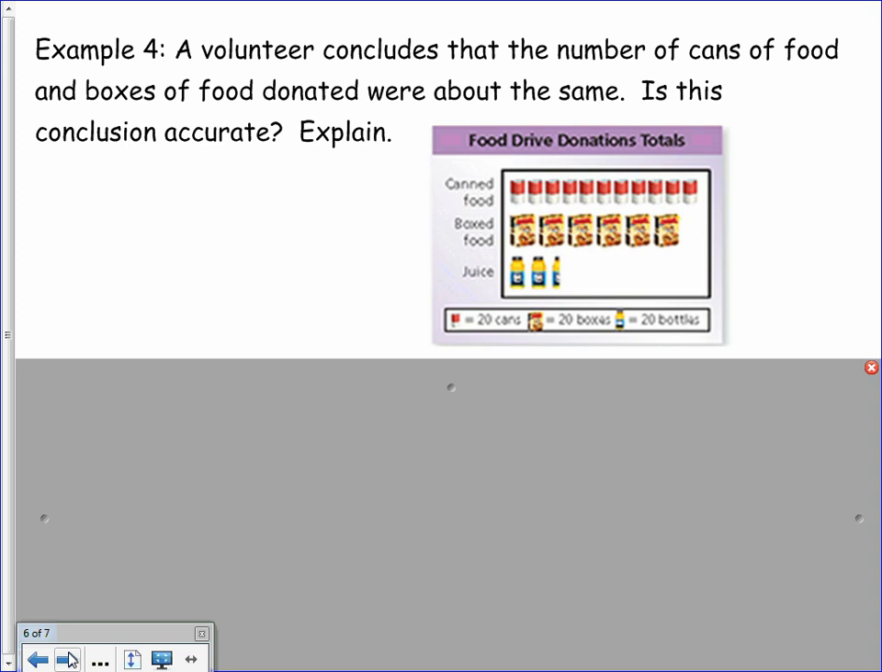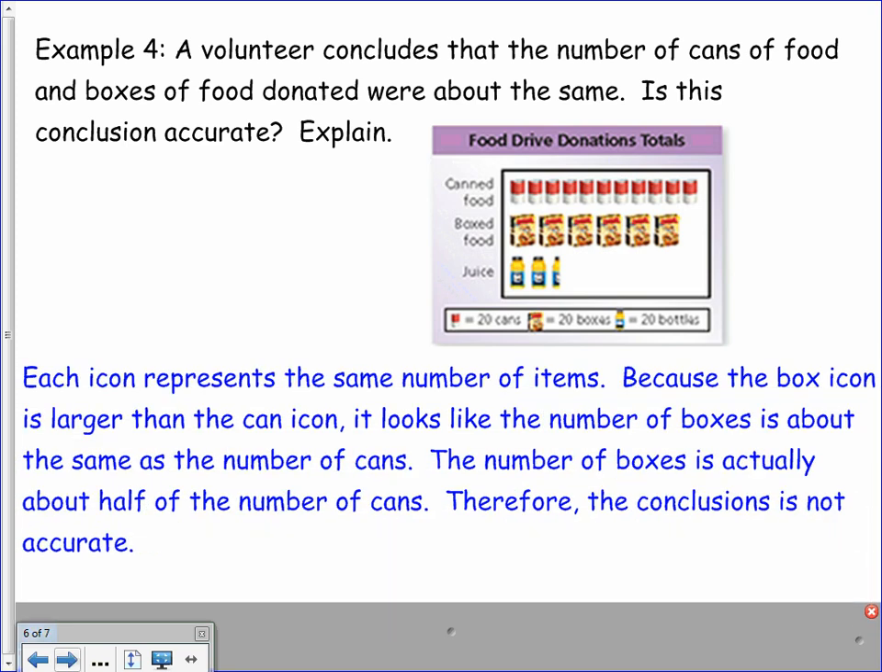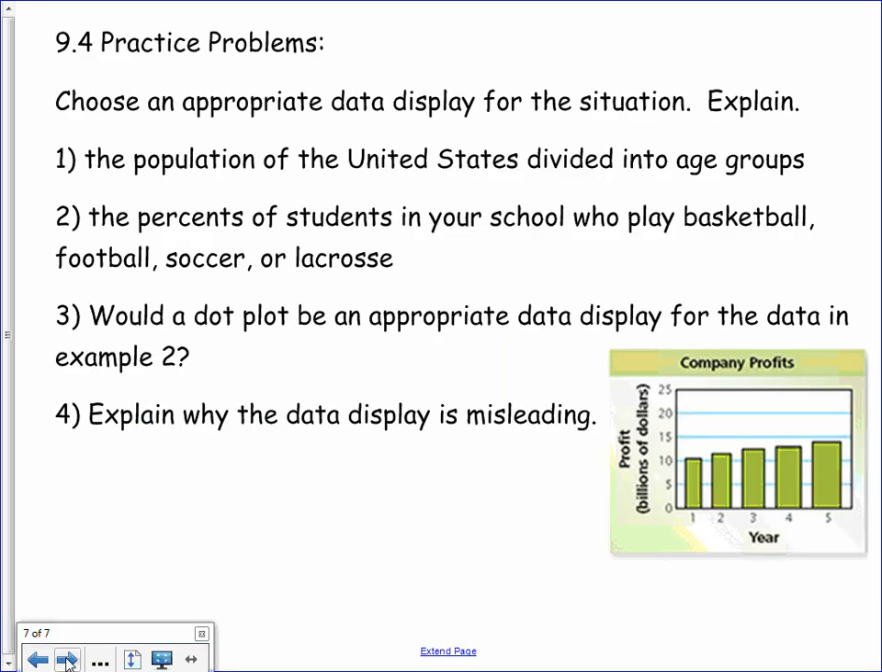But if we look at this, one box takes up about the same amount of space as one can. So while they look like they might be the same based on this, they really are not. So this is not accurate, okay? Because the box item is so much larger than the can icon, it looks like the number of boxes is the same, but really the number of boxes is about half of the number of the cans. So it's not accurate.